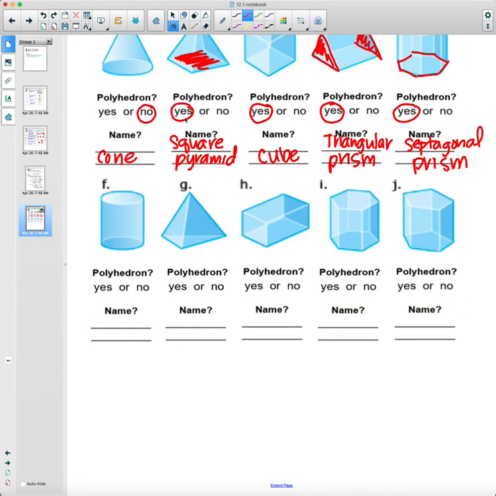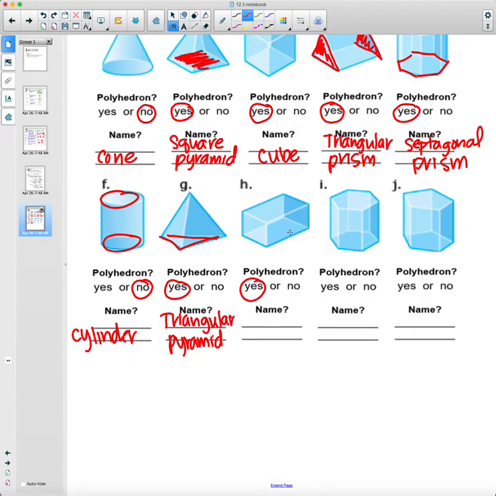Next one, not a polyhedron because we see the curves. So we see the circular bases, 2 bases, right? So this one is a cylinder. G, yes, it's a polyhedron. It is a type of pyramid since it goes to 1 base. The base is a triangle, so it's a triangular pyramid.